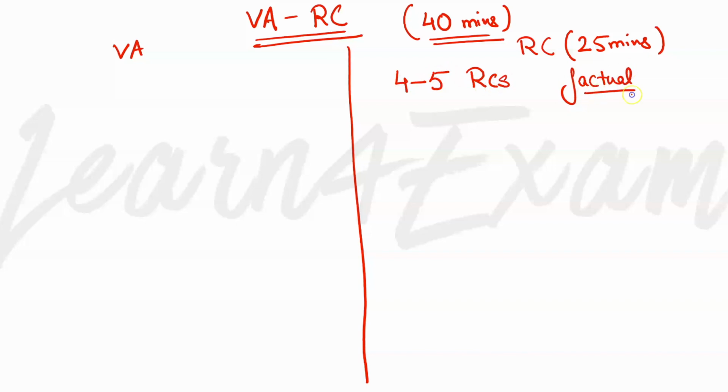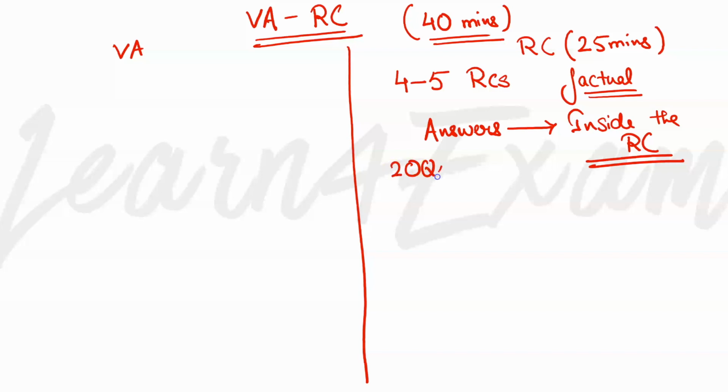What do we mean by factual RCs? The answers are inside the RC itself. So you need to understand the RC, not at an integrated level. You can just read it out, go to the questions and see what type of questions are asked. You can come to the part where the question actually lies and then give the answer out. So there are essentially 20 questions distributed into 4 or 5 RCs that depend year on year.